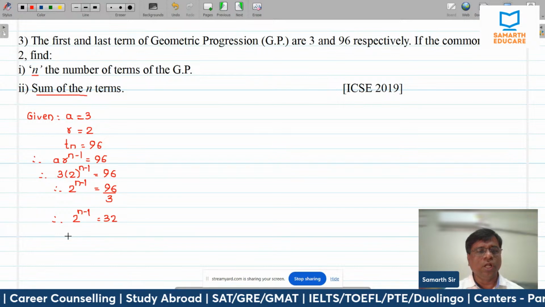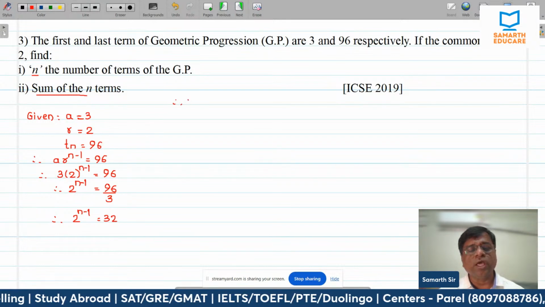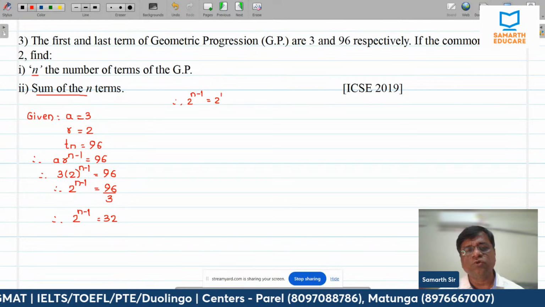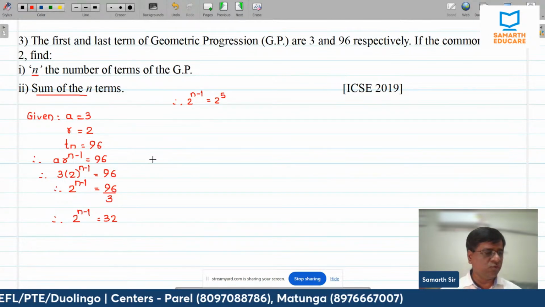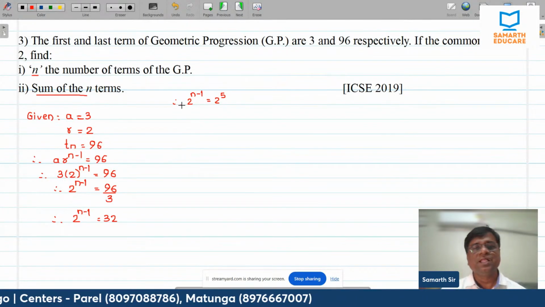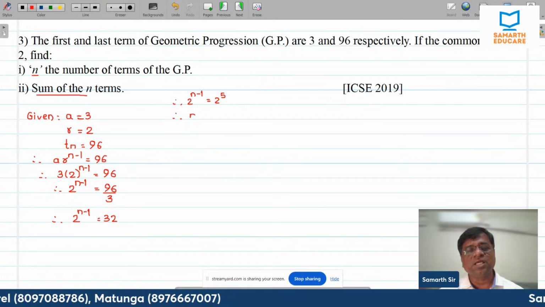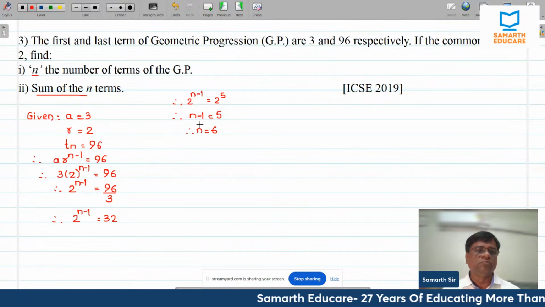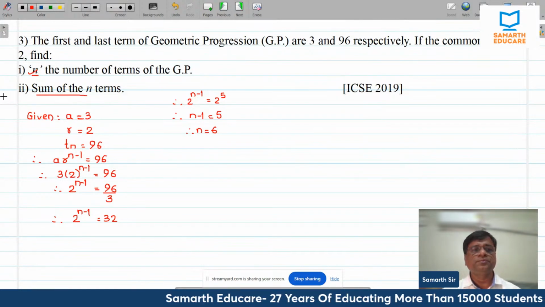32. Now again 2 raised to n minus 1 is 32, which is 2 raised to 5. 2 raised to 4 is 16, 2 raised to 5 is 32. When the bases are same, the powers are same. So n minus 1 is 5, and we get n is equal to 6. So we got the value of n now.